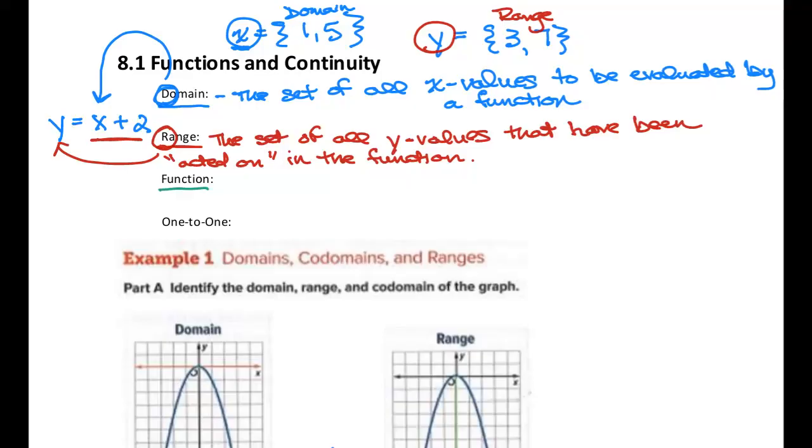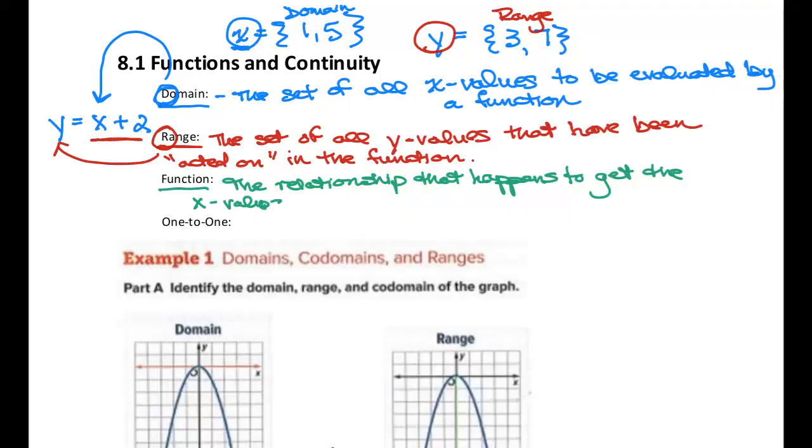Are we ready for function? Okay, a function is the relationship that happens to get the X values, or the domain, like I said, a lot of writing today, to the Y values, which we also call our range.